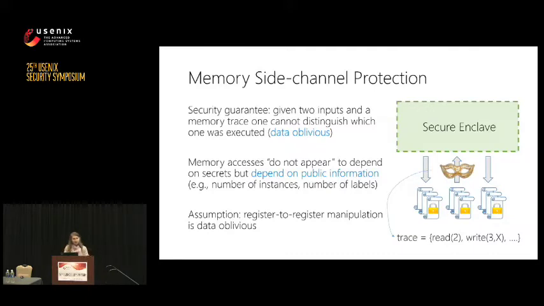observations, not in an ad hoc manner, but with the following guarantee. If the adversary picks two inputs, and it also sees the trace that was produced, he cannot tell which of the inputs produced it. So in other words, the trace only depends on the public data, for example, the size of the training data set or the number of classes in your machine learning model. We call algorithms that have this property data-oblivious, because the rest of the system is oblivious to what you're trying to do.